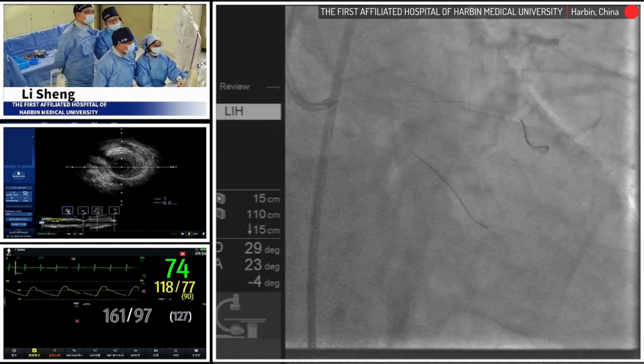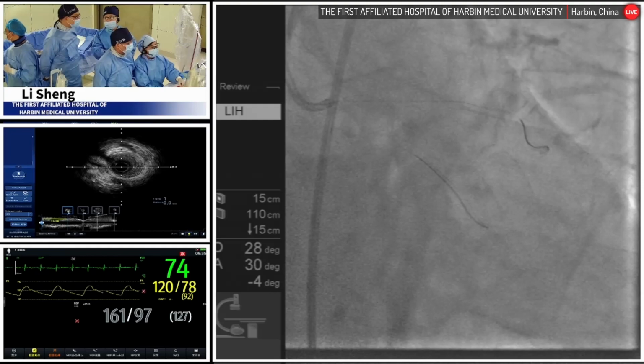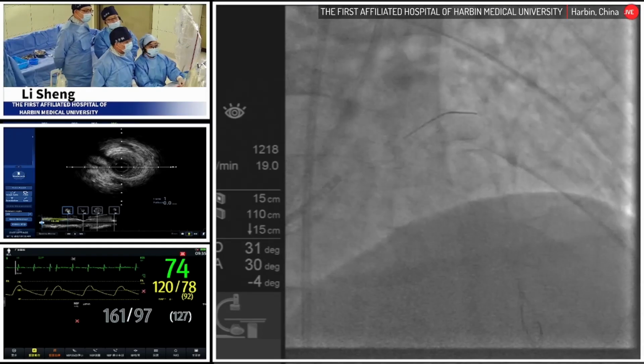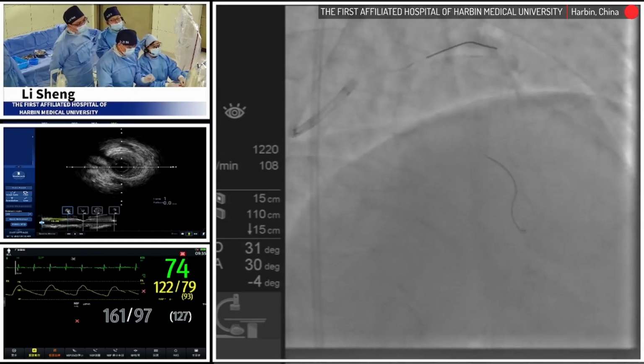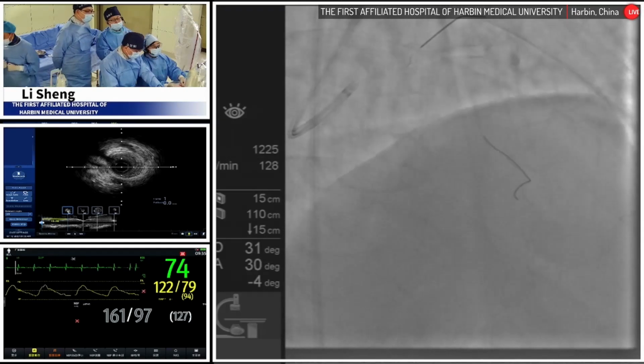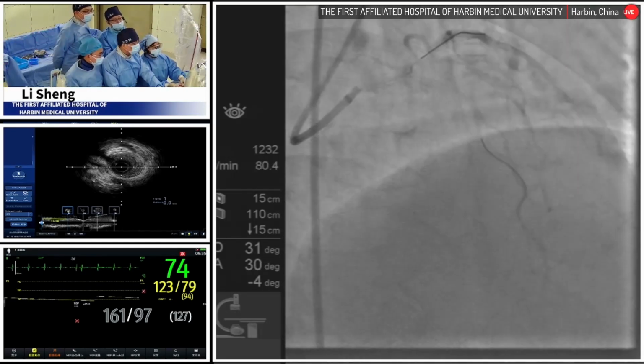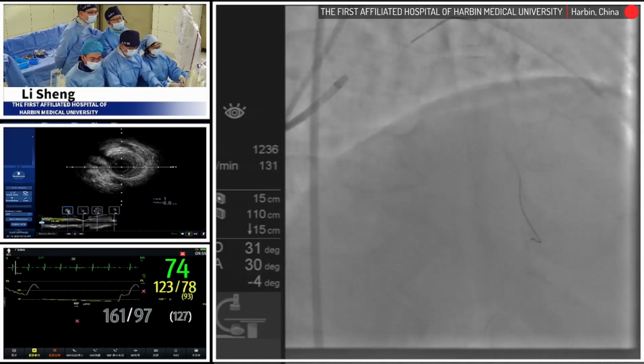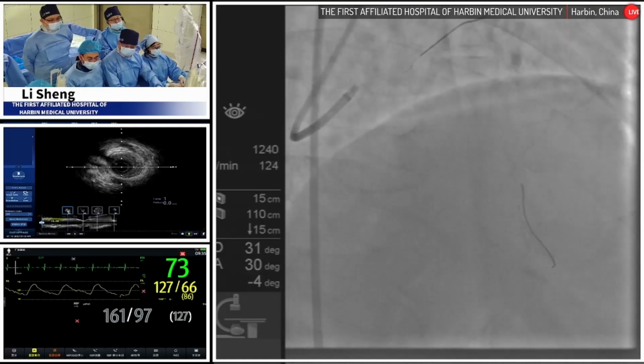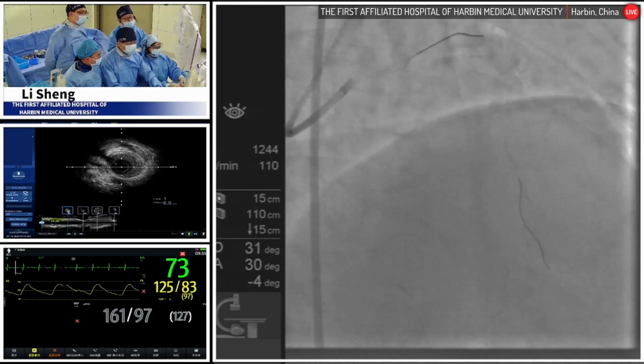So the first stent will cross over the diagonal. Should we put a wire in the diagonal for protection? I think the diagonal is good enough. No need to protect. Yeah.